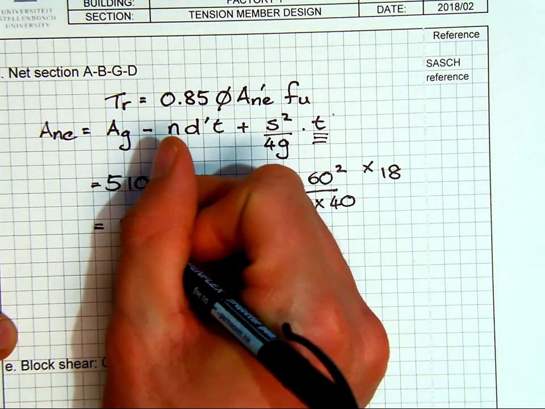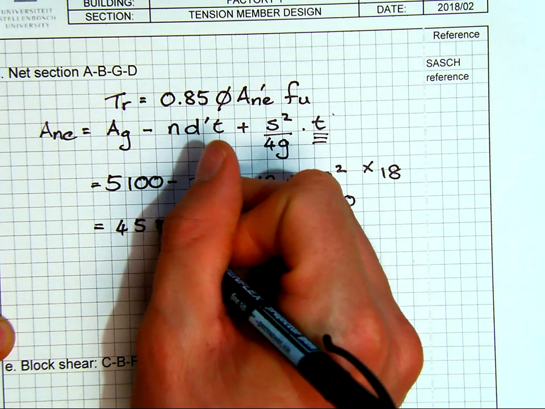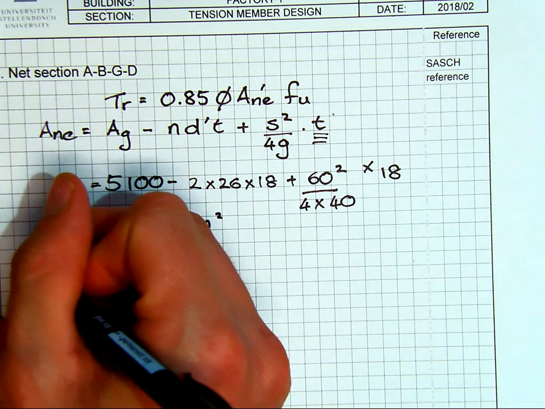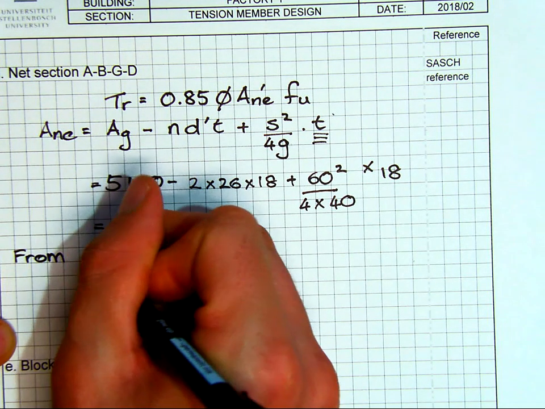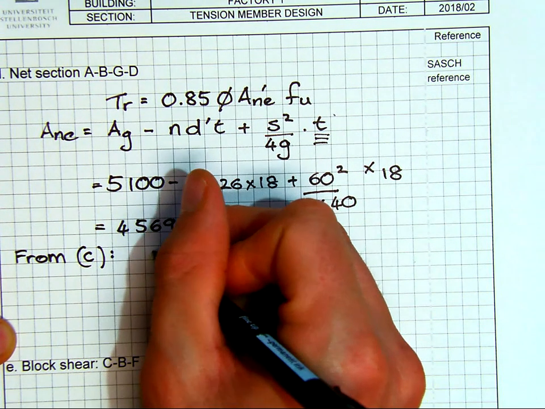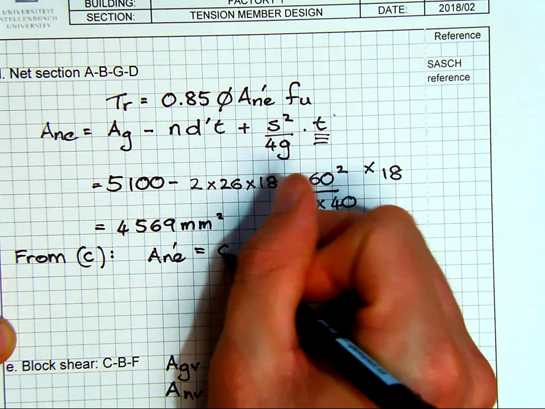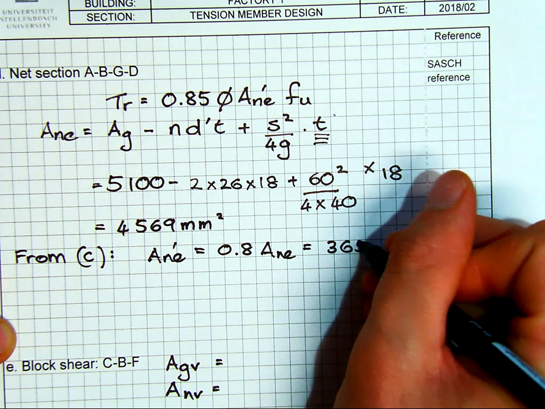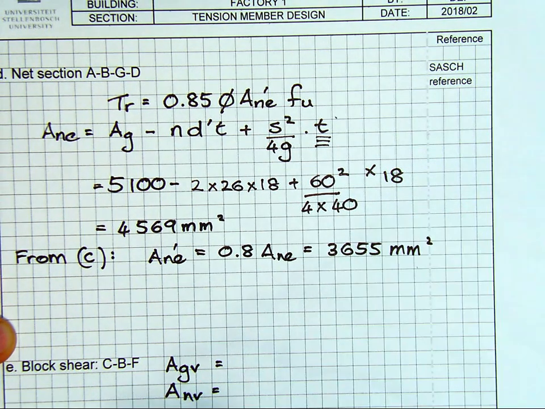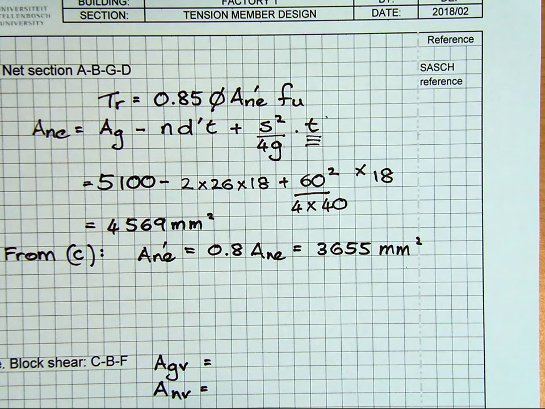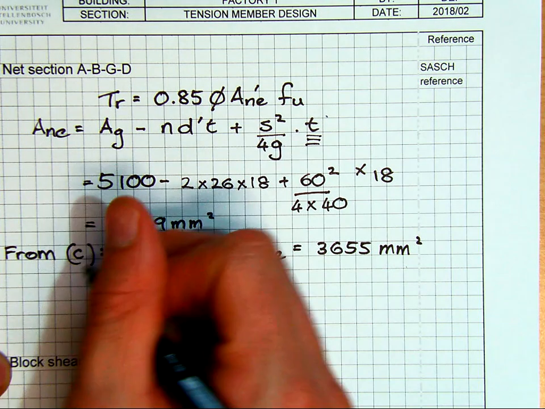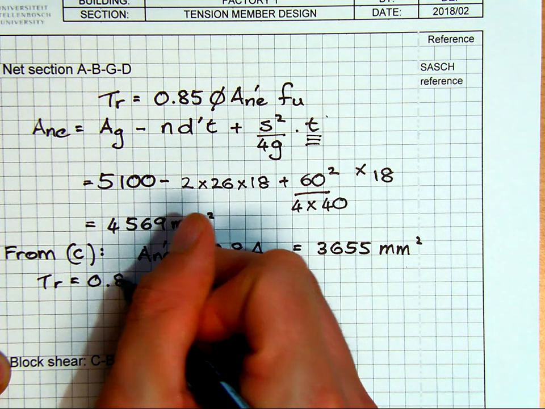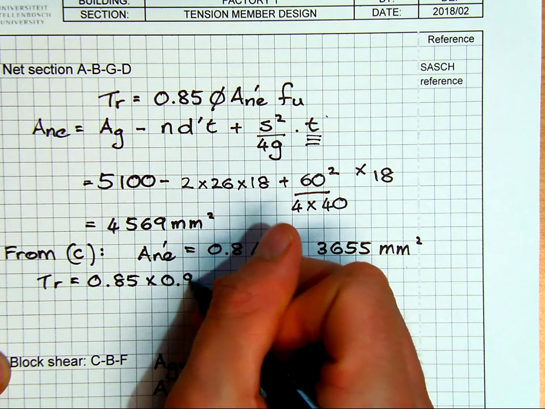And if we work this out, we have a net area of 4,569 millimeters squared. And then from above, from C, our effective net area equals 0.8 times the net area. So this is 3,655 millimeters squared. And now we can calculate the tensile resistance. Based on the equation above, I'm just going to fill in all the numbers to that equation now.